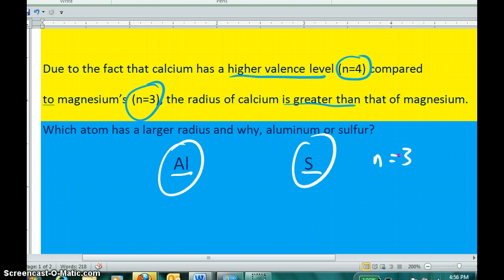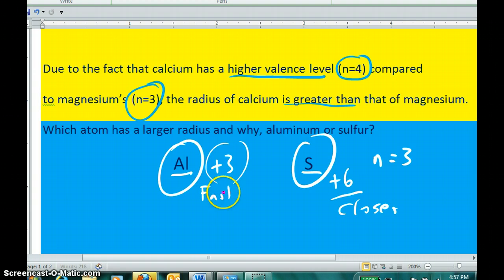However, the second thing to look at if you eliminate valence level as an argument is the effective charge of each atom. Being in group 3, aluminum has a +3 effect on its valence electrons, whereas sulfur has a greater +6 effect as a group 6 atom. Now what does that mean? Well, in terms of radius, a greater effect is going to draw electrons in closer to the nucleus, giving an atom a smaller radius. So if we want to know who has a larger radius, we look for the lesser effective charge, because a weaker effect will mean that the electrons won't be as close to the nucleus. They'll be farther away from the nucleus.